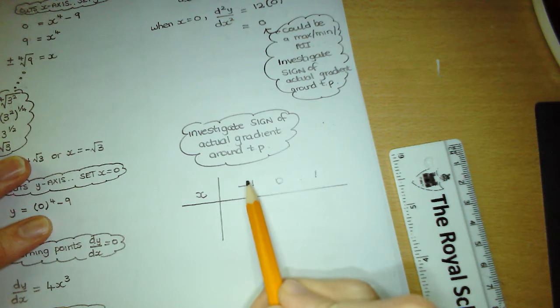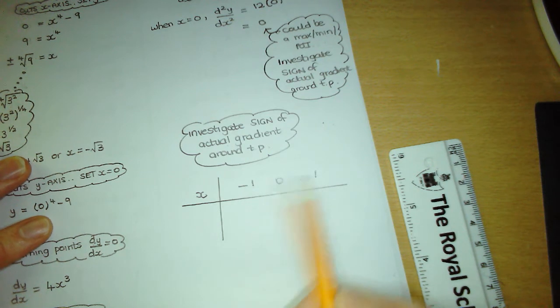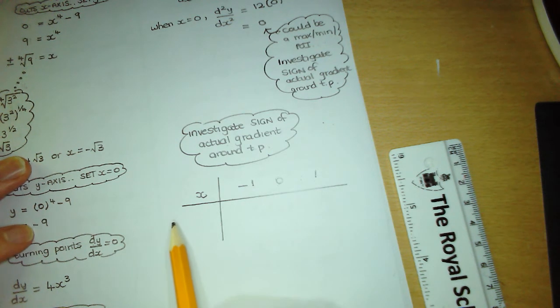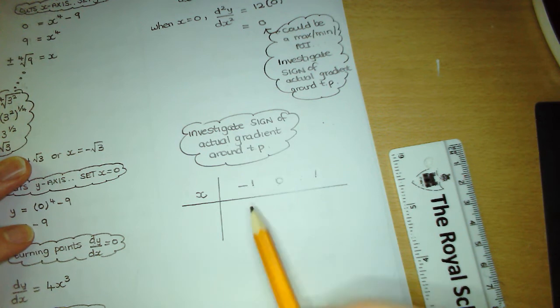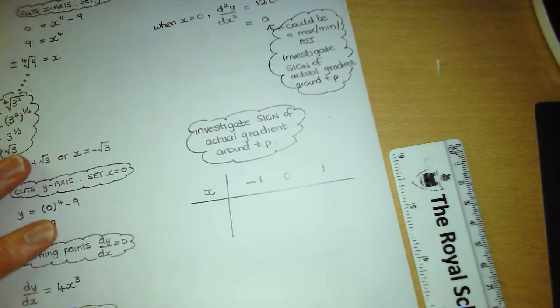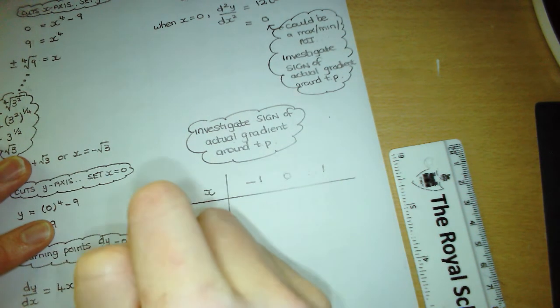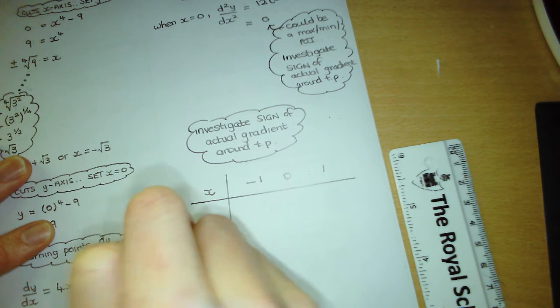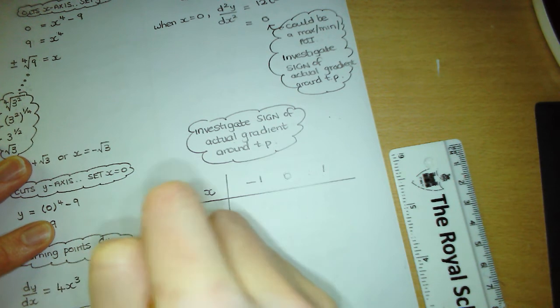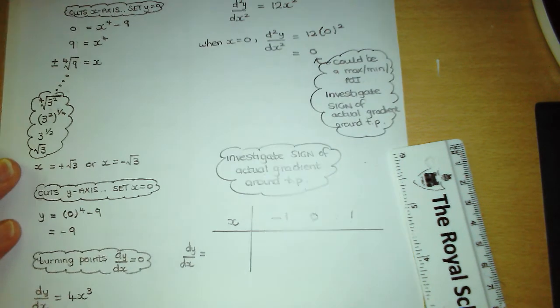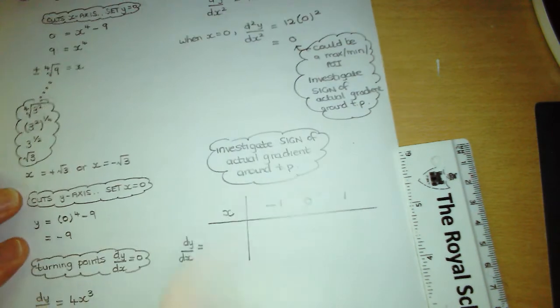And what we're going to do is sub all of these x values into the general gradient, dy by dx, to get what the actual gradient is. So the second row is going to be the general gradient, dy by dx, and I'm going to write out its formula again. So dy by dx was 4x cubed.